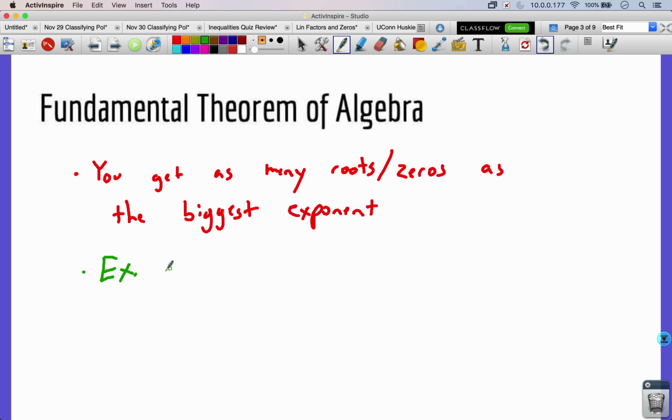Example, a quartic has 4 roots. Hopefully remember that vocab word quartic. That's a polynomial where the biggest exponent is a 4, and therefore it should have 4 roots. But to get these 4 roots, you might have to count a little bit funny. You've got to count your multiplicities separately. So a double zero counts as 2 separate zeros. And you also might have to count some imaginary zeros. But if you allow for that, then this rule is always true. You always get as many zeros as your biggest exponent.